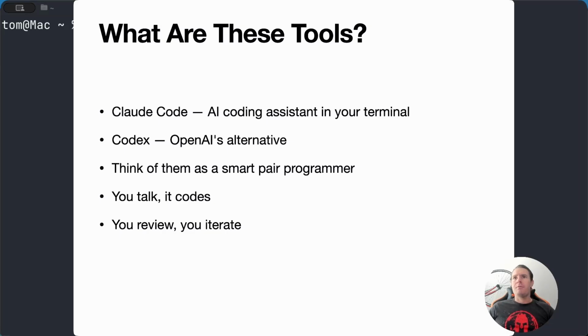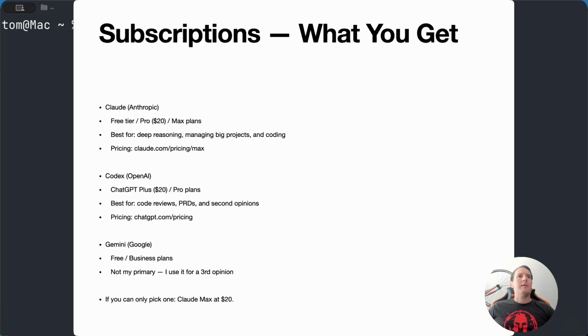So what are these tools? Well, let's start with Claude Code. It's an AI assistant that runs in your terminal. You talk to it in plain English, describe what you want, and it writes code. Codex is OpenAI's alternative. Claude Code, I gotta mention, is by Anthropic. And it's a similar concept, just a different engine, a different model underneath. Think of these tools as really smart pair programmers sitting right next to you. How you interact with them is you talk to them, it codes, you review, you push back if needed, and iterate.